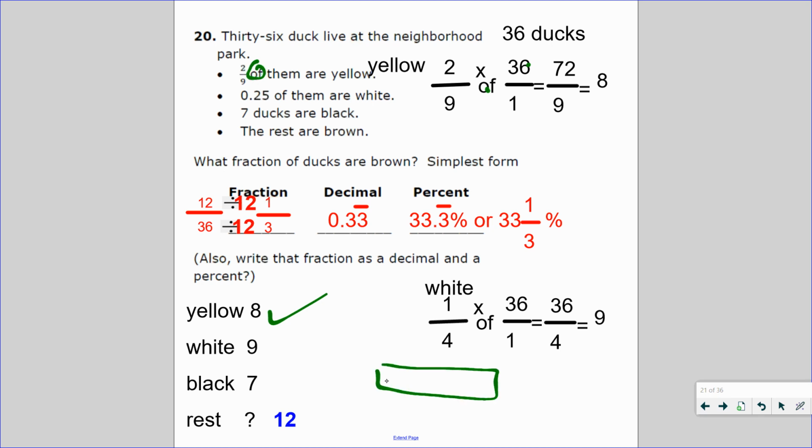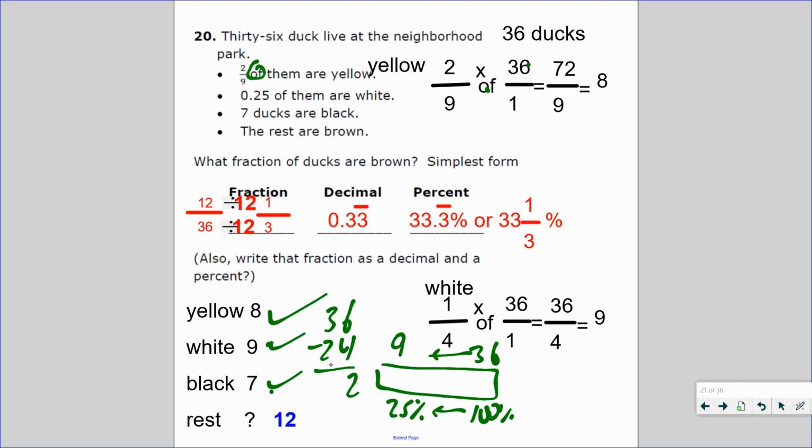25% out of 100% are white, and there's 36. What's the relationship? Divide by 4. So that's 9. 9 of them are white. 7 are black. 8 are yellow. If you add that up together, 8 plus 9 is 17, plus 7 is 24. So 36 minus 24 leaves us with 12 ducks for the rest.